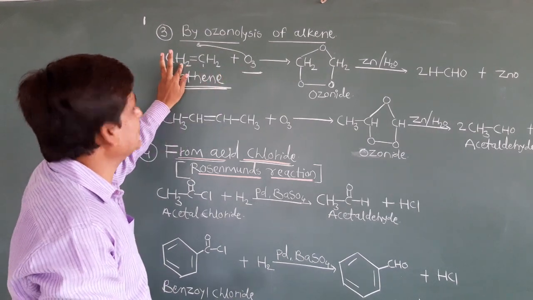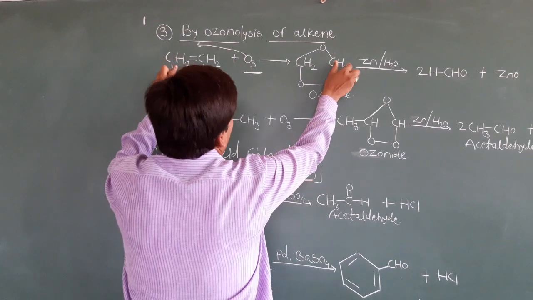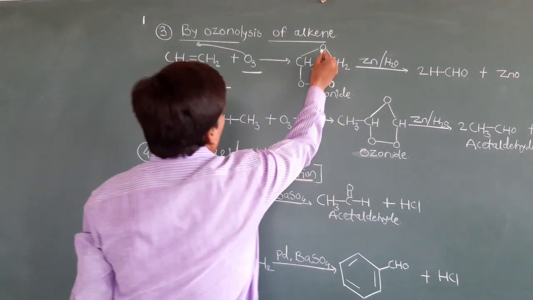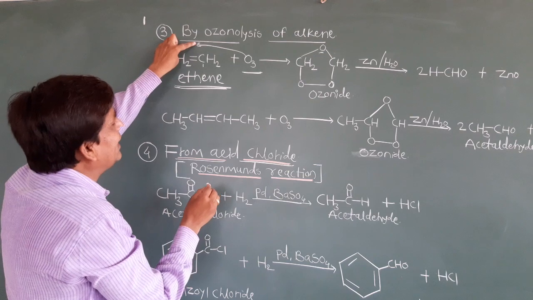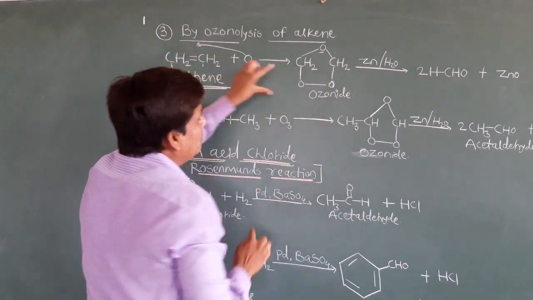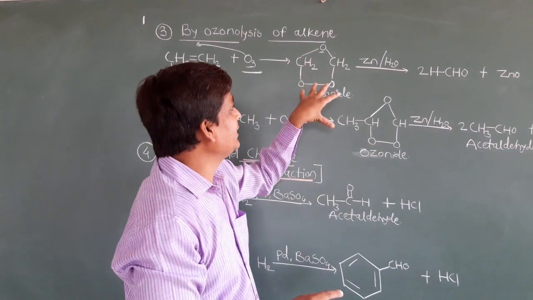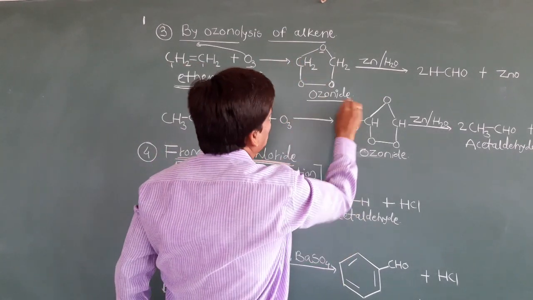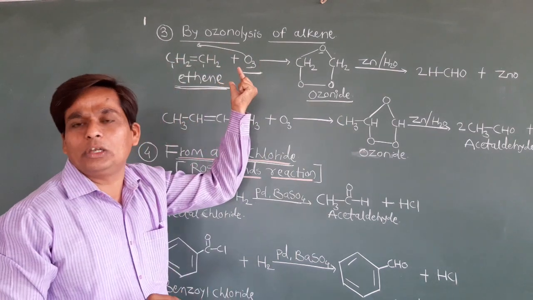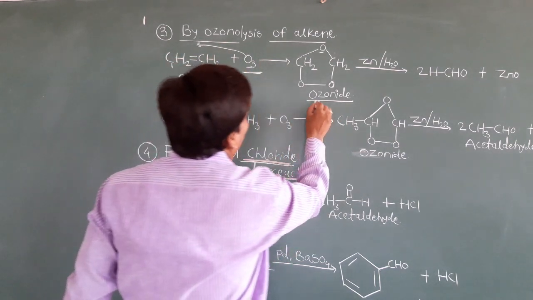Just see here, this CH2 remains as it is, and this CH2 remains as it is. The double bond goes because 3 oxygens are added. One oxygen goes on the upper side, and 2 oxygens attach to these 2 carbons. In this way we get a cyclic structure, which we call an ozonide. Now clear, how do we get an ozonide? By adding O3 molecules.